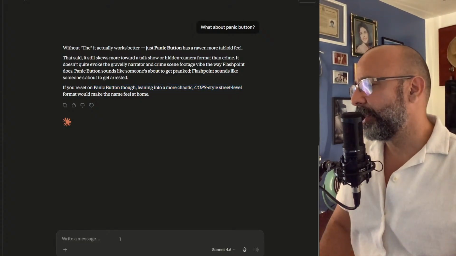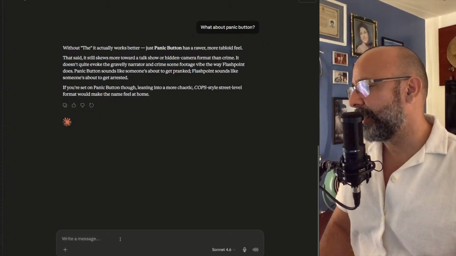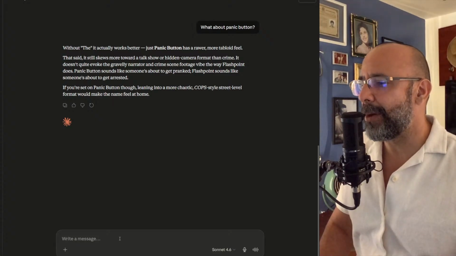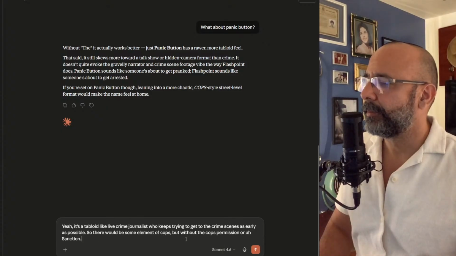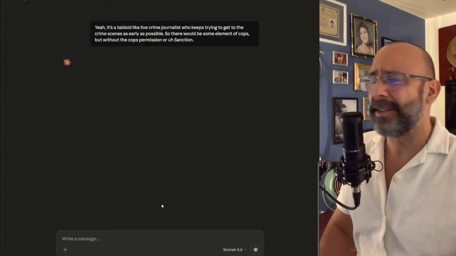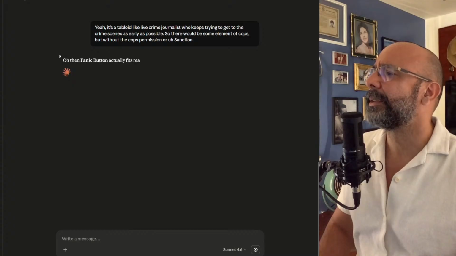Yeah, it's a tabloid, like a live crime journalist who keeps trying to get to the crime scenes as early as possible. So there would be some element of cops, but without the cops' permission or sanction. I don't know if sanction makes sense in this context, but hopefully Claude will understand.